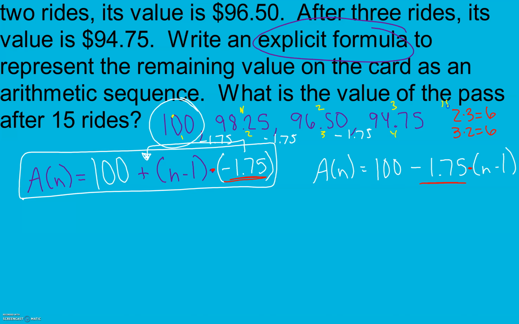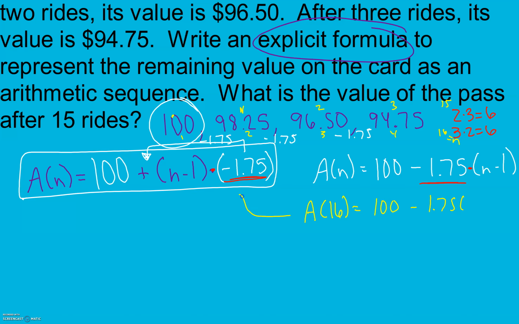To get our 15th ride, we actually are going to be on our 16th term, because again, we had 16 things happen. First we bought the card, then we rode, then we rode, then we rode. So we're looking for N16, our 16th term here.